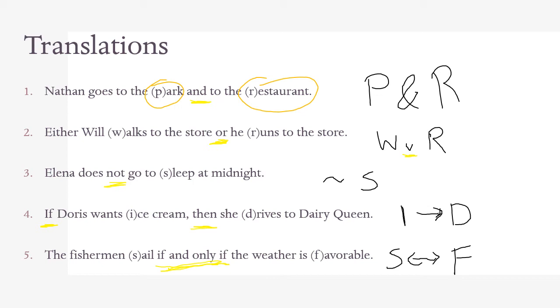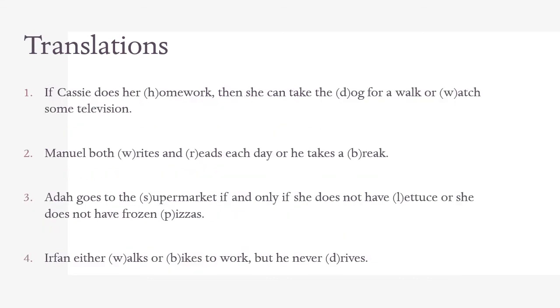So these are all basic translations using just one operator and the amount of propositions that are associated with it. In the next few slides, we'll do a couple of more complicated ones just to give you an idea about how to make these more complex propositional statements in logic. On this slide, we're going to do a couple of more complicated translations. Same premise as before.